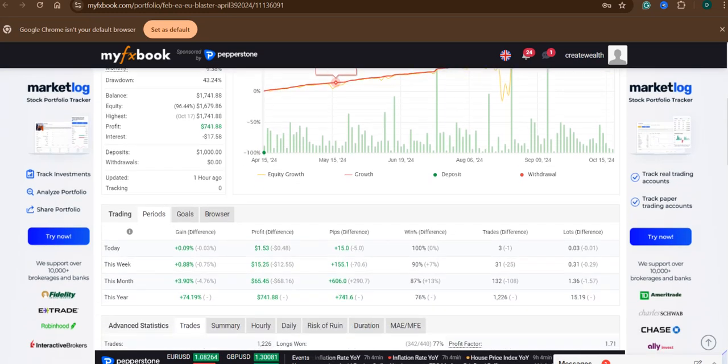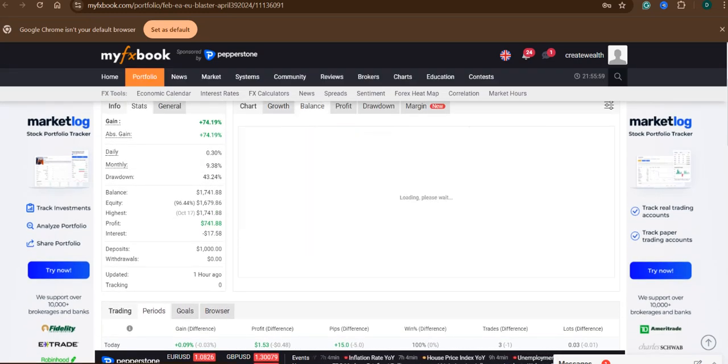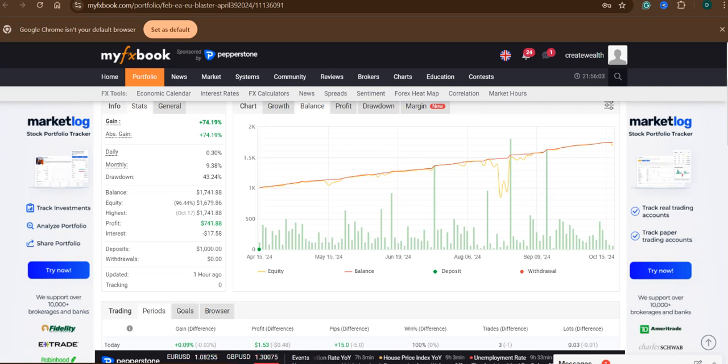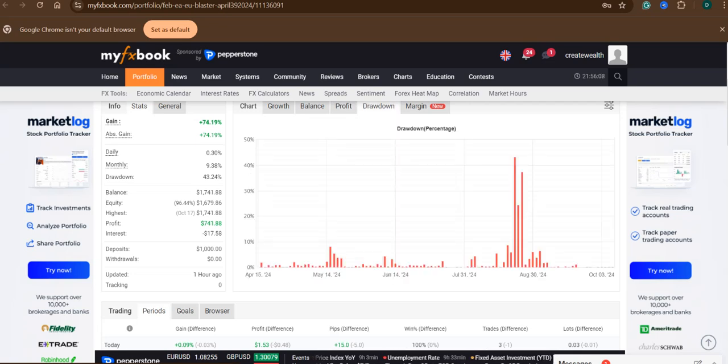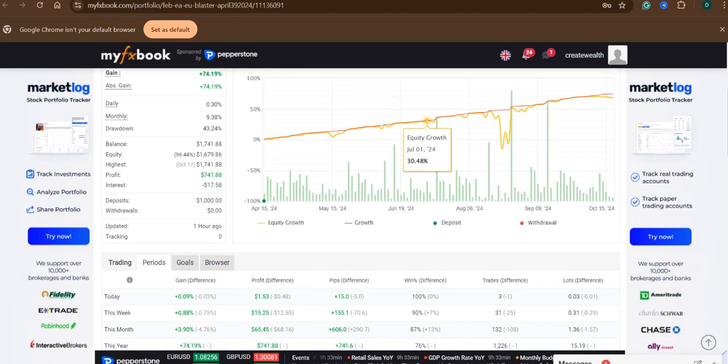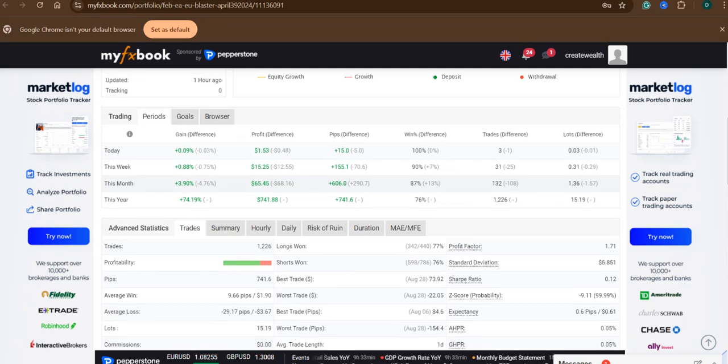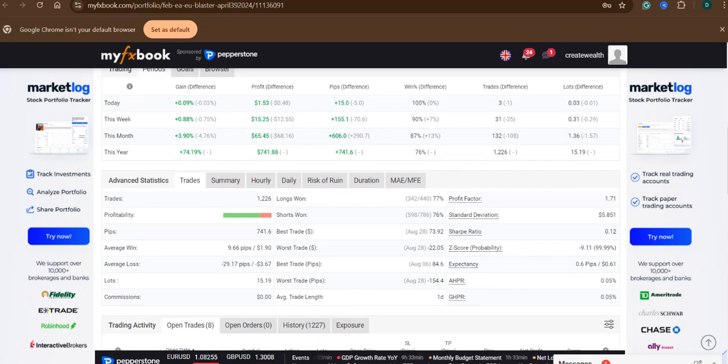Okay, and you see, this is the growth graph, this is the balance graph, this is the profit graph, and this is the drawdown graph. The maximum drawdown we saw in August. Right now the Euro USD pair is going very down, very down, and very down. But still, our EA is managing it very well. So this is the drawdown graph, and this is the growth graph. So these are the statistics.